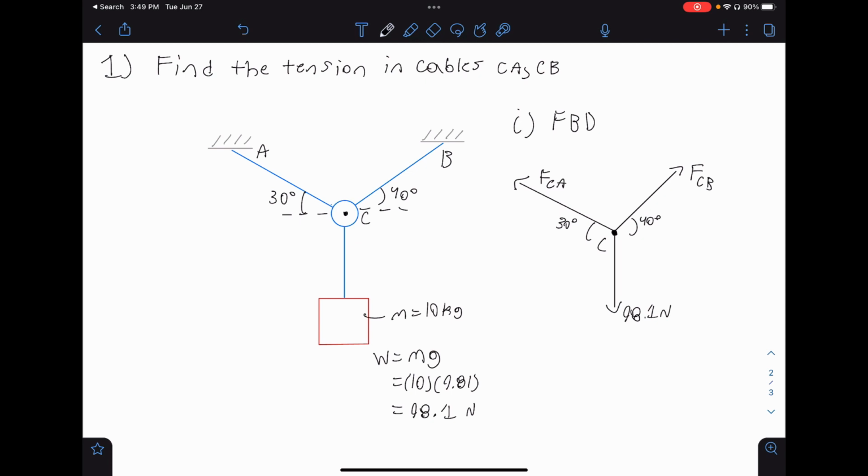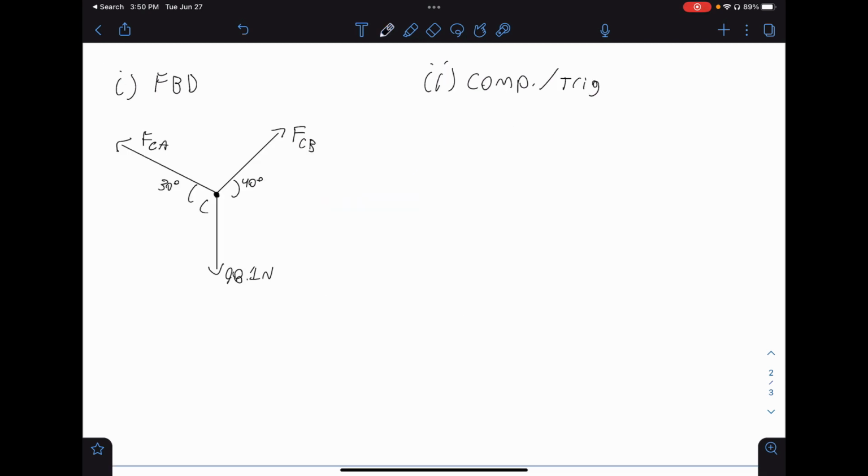So now that we have our free body diagram, the next step is to break up our forces into their respective components. And what we're going to see here is that our FCA has a component in the y direction, and it also has a component in the x direction, as well as CB here has a component in the x direction and a component in the y direction. So let's get right into it.